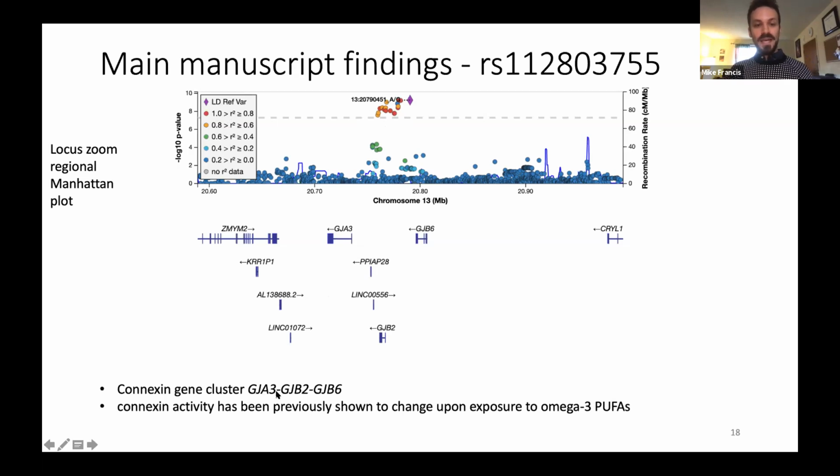This GJA, GJB gene cluster, which encodes for connexin genes. The nice thing is that connexins have been previously shown in mouse studies to actually change their gene expression upon exposure to omega-3s. So we were in the right universe here, right? At least there's some biological context that we can place these results in.